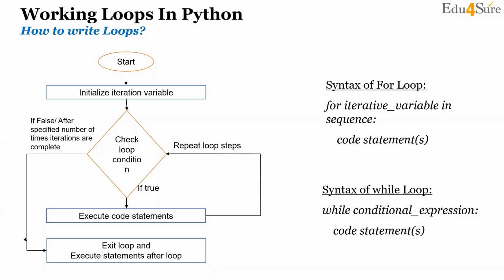While in case of while loop, instead of an iterative variable, a conditional expression is given. This conditional expression is the sole decision maker for how many times the loop will be executed. Till the time the conditional expression evaluates to be true, the code statements given under the while loop are executed. Once the conditional expression evaluates to be false, the while loop stops executing and any statements following the while loop begin to execute.